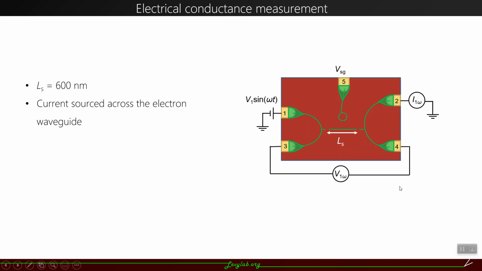The four-terminal voltage is measured between terminals 3 and 4, and we can also measure the current through the electron waveguide. The measurement is done with a low-frequency lock-in technique. These are the typical parameters for the excitation voltage. This is the four-terminal conductance, which is given by I1 omega over V1 omega, where I1 omega and V1 omega are the measured voltage and current AC components at the excitation frequency.